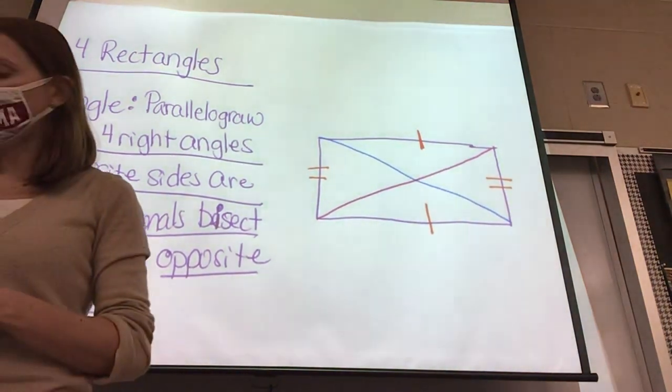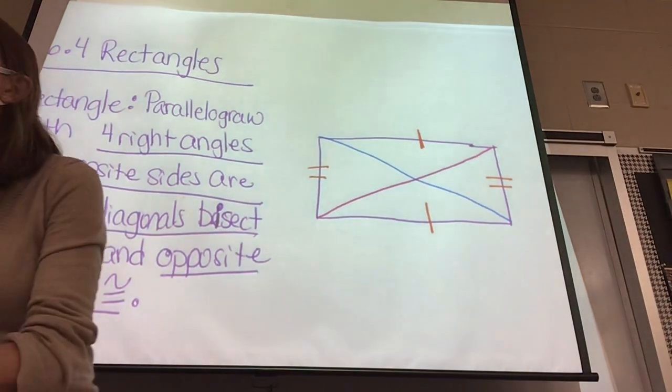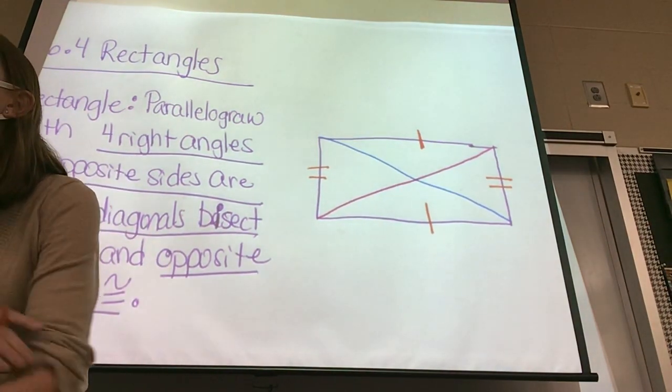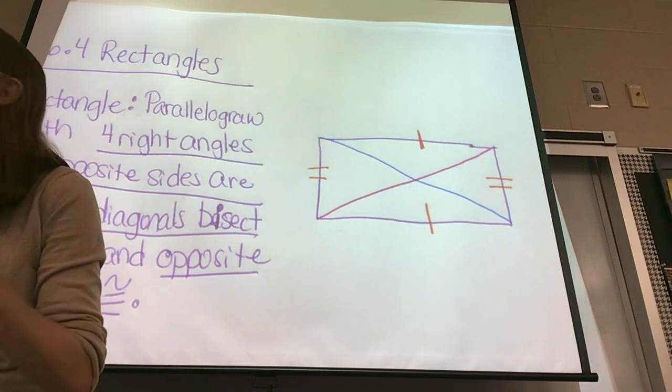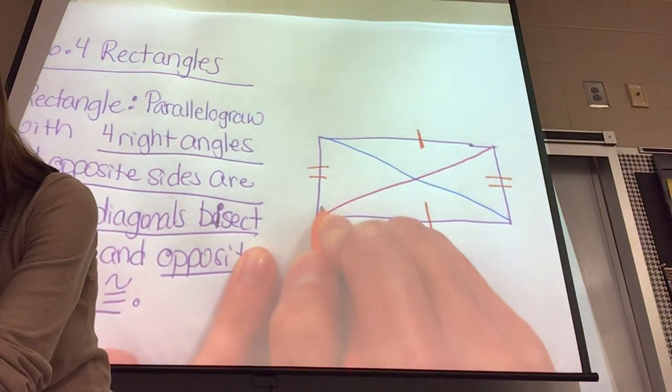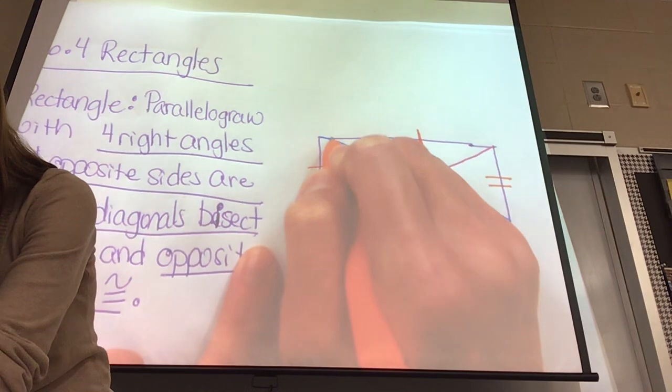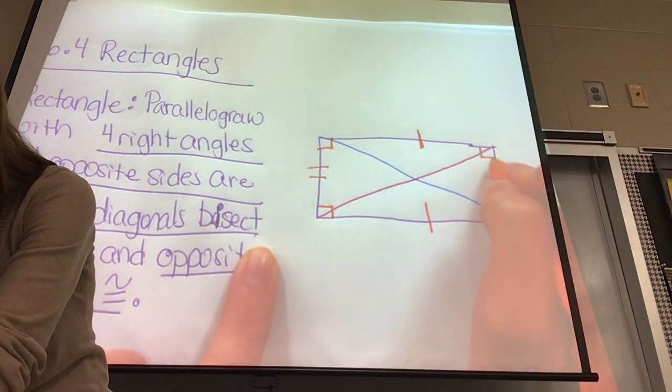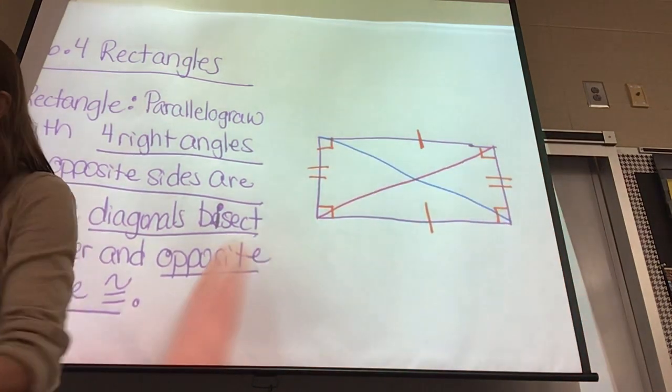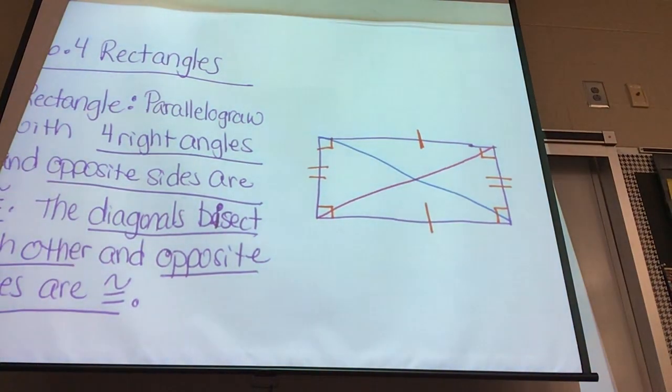Right angles. Yeah. So it tells me I've got 4 right angles, so that means I'm going to put a box in each corner. Because remember, that box is what represents 90 degrees, the right angle. So you need to put a box in each corner. That represents your 90 degrees. So I know opposite sides here are equal. I know that there are 4 right angles.